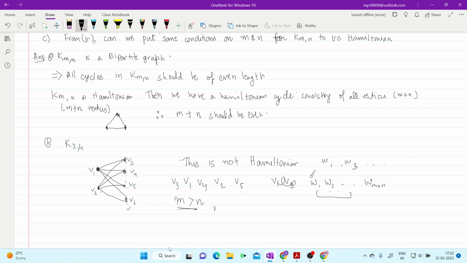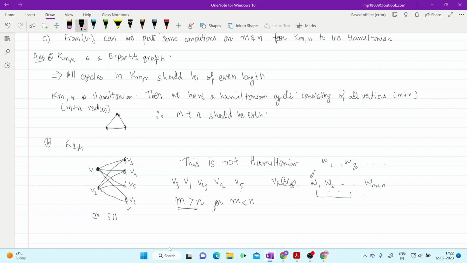So do you understand why this graph is not Hamiltonian? Here m is less than n. Yeah, if m is greater than n or m is less than n, in any of these scenarios we cannot have a Hamiltonian cycle. Here m is less than n.